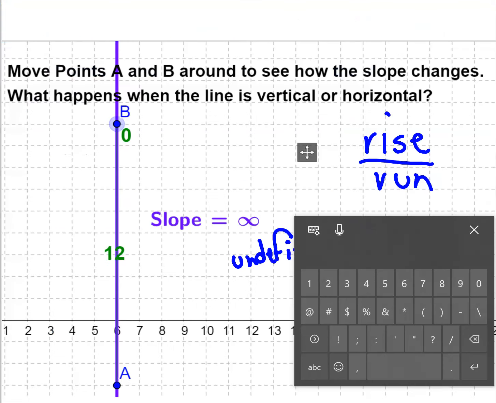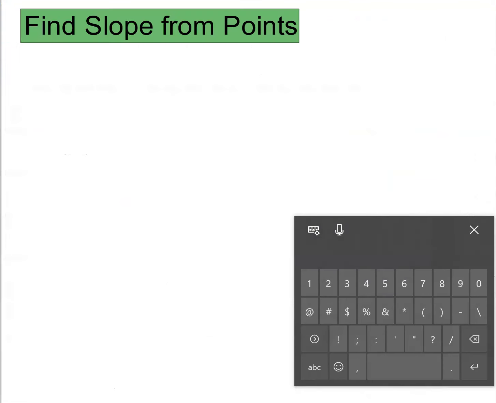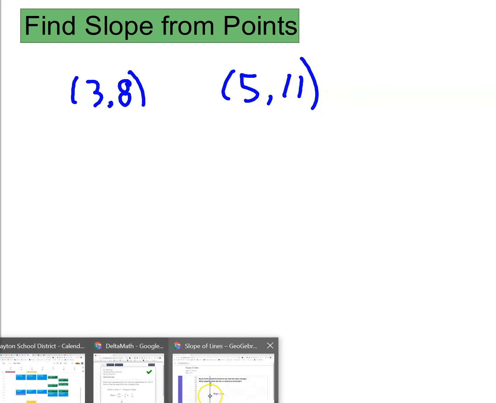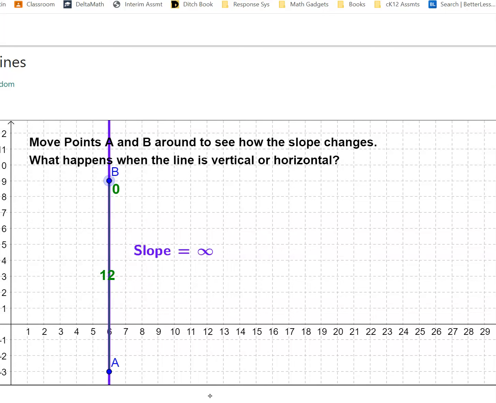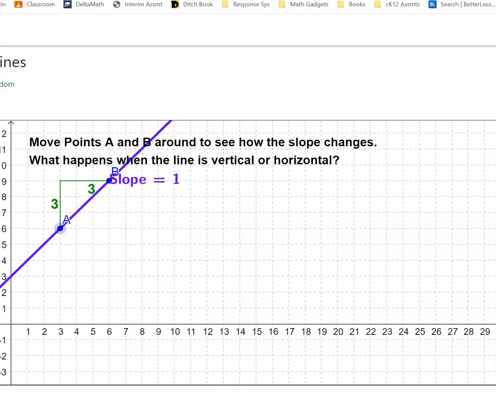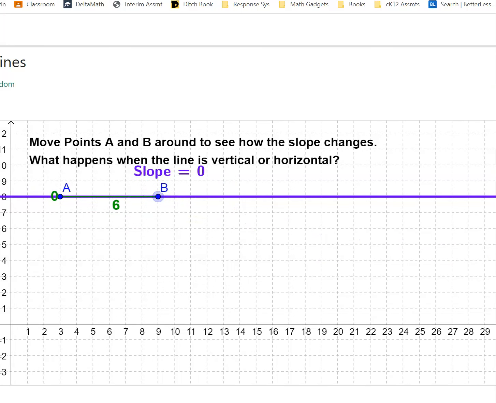So what we're going to do, though, is go on and look, how do you find the slope if you're just given two points? So like if I have the point 3, 8, and the point 5, 11, how do I do that? Well, of course, one option is to go to the graph and move the points around to those places. Let's go to 3, 8 right here. And the other one was 5, 11, I think.